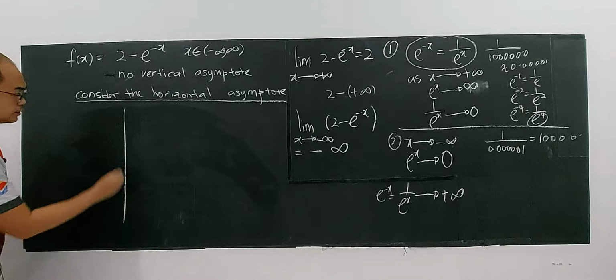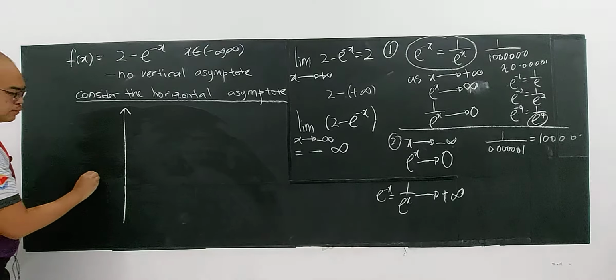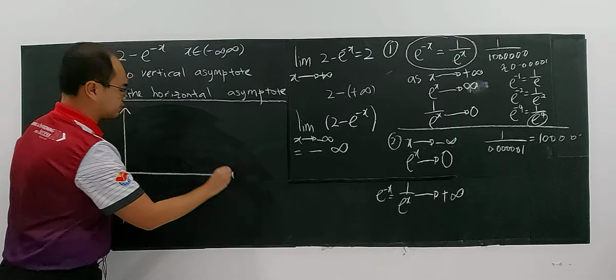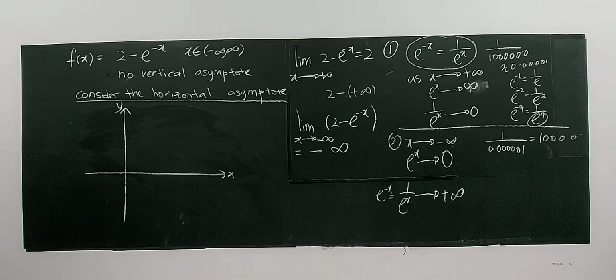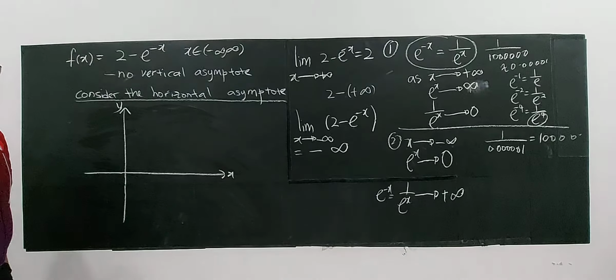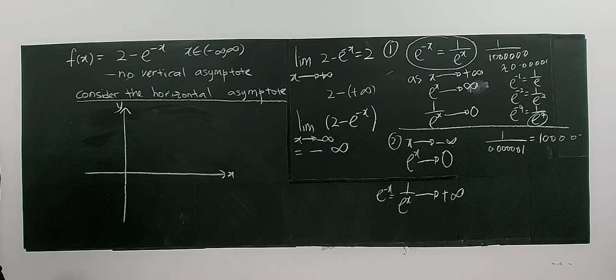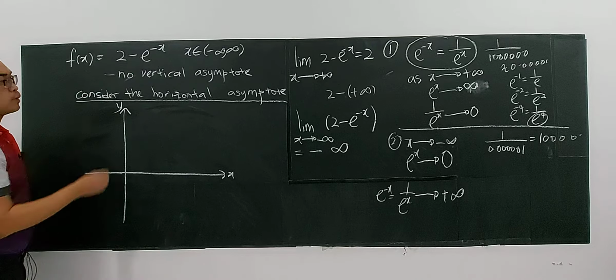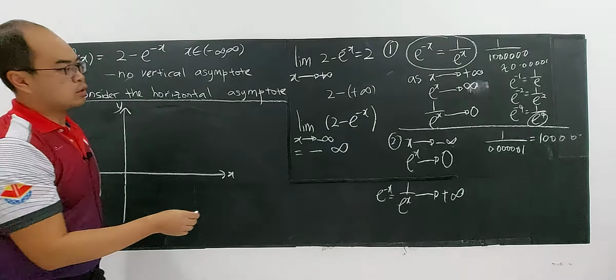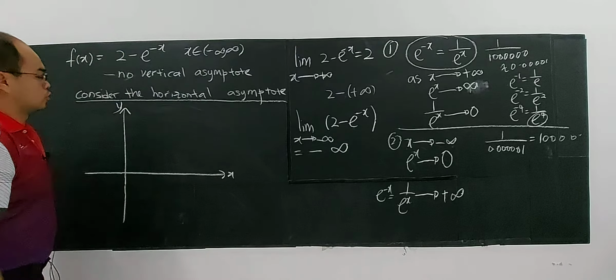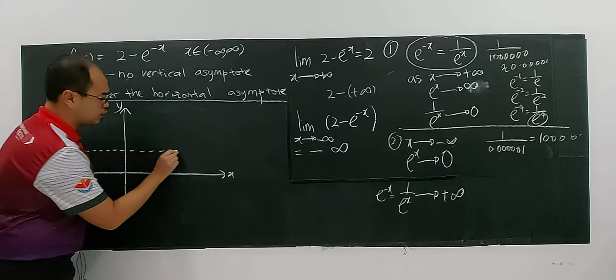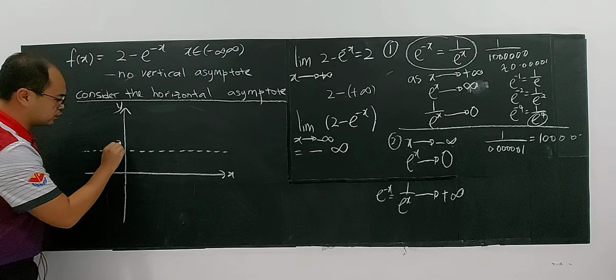There is a video where I discuss the sketching of exponential graphs by using some techniques. But the knowledge inside that video is not enough for you to understand. So with limits, you can understand better. So for example, 2 minus means that 2 will be your horizontal asymptote, right? There is no vertical asymptote for this case here.